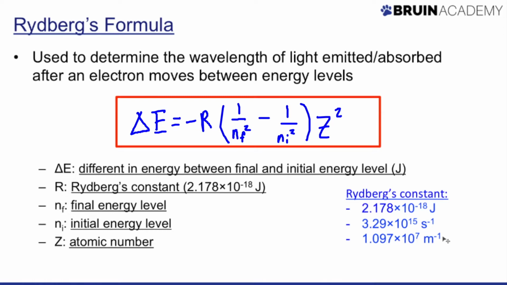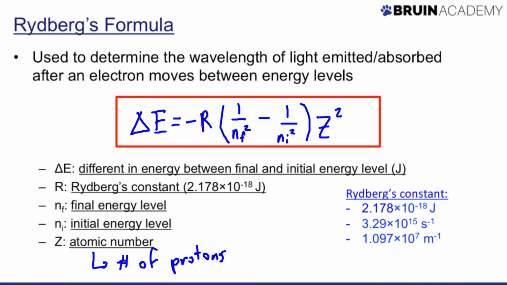So in this video, I'm just going to show you this one equation, which will get you the right answer. You can also use different forms. That's okay too. But for the purpose of this equation, we're using the Rydberg constant that has units of joules. And n_f is your final energy level, and n_i is your initial energy level, and then Z represents your atomic number. This is what you find on the periodic table, and it represents your number of protons, as we've seen before.